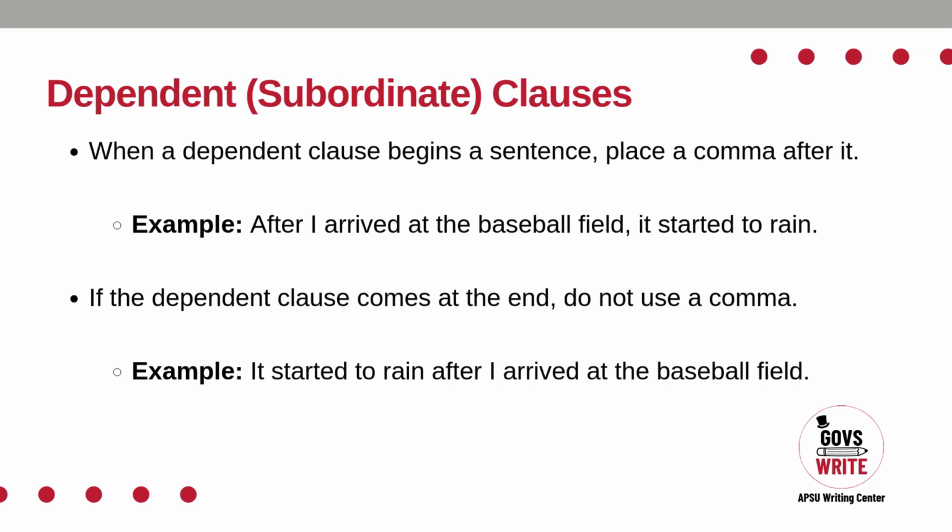Dependent or subordinate clauses. When a dependent clause begins a sentence, place a comma after it. For example, after I arrived at the baseball field, it started to rain. If the dependent clause comes at the end, do not use a comma. For example, it started to rain after I arrived at the baseball field.